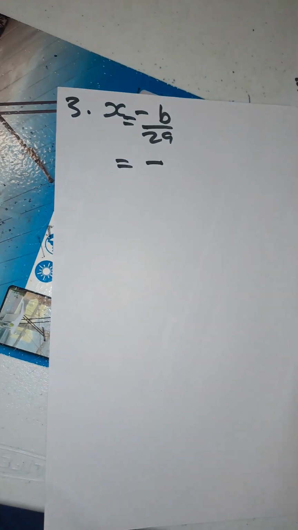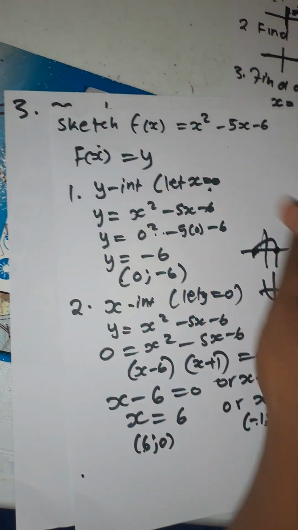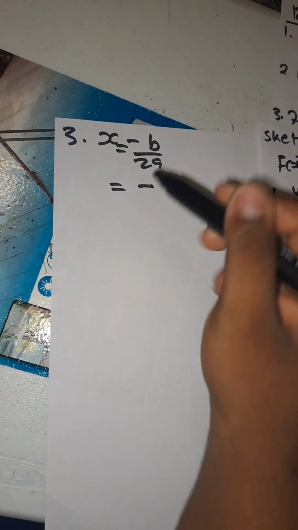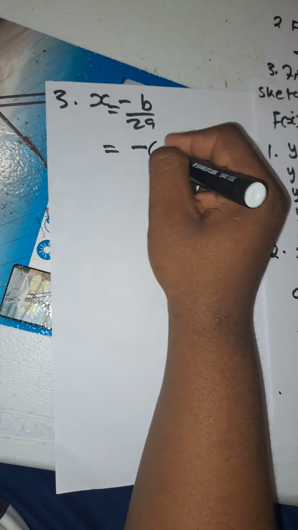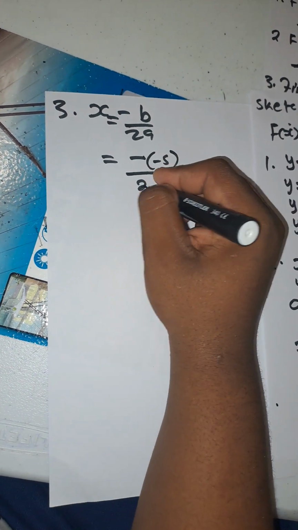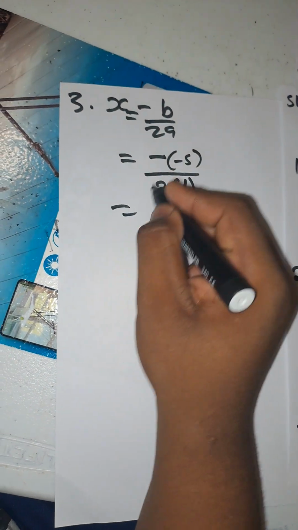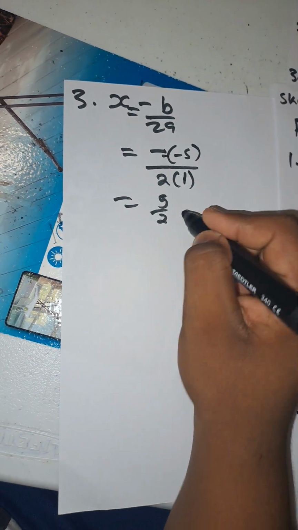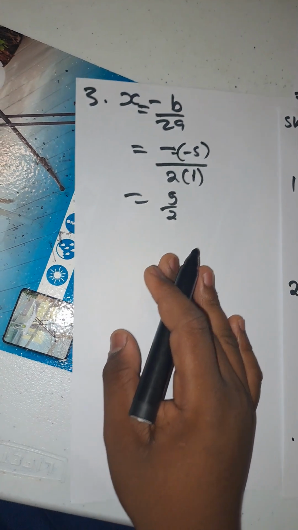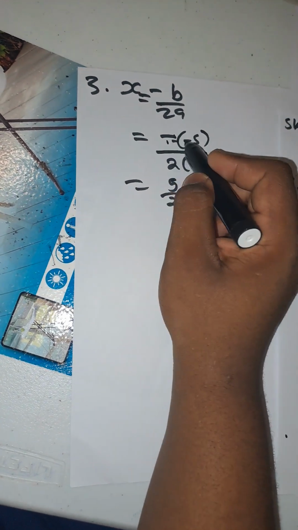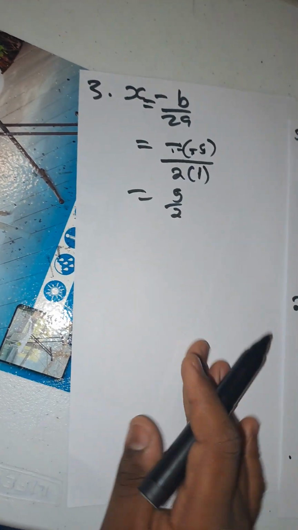Then x is equal to negative, what is my b? It is negative 5. So I'm going to say minus negative 5 over 2 times 1, because it was x squared, which is 1. So this is 5 over 2. This is my x value for the turning point. I already got it because a negative times a negative is a positive 5, and then 2 times 1 is 2.